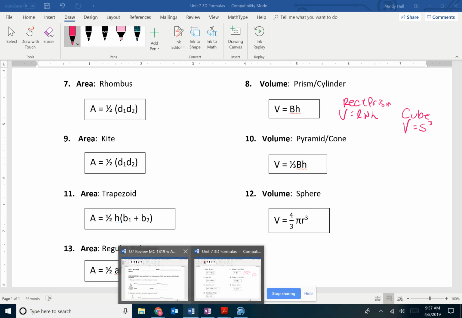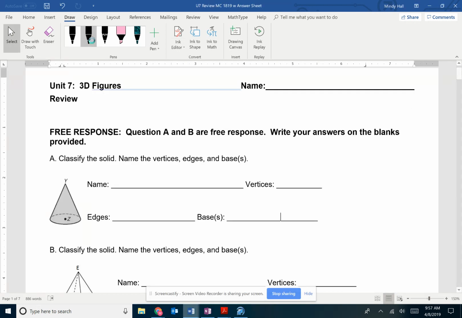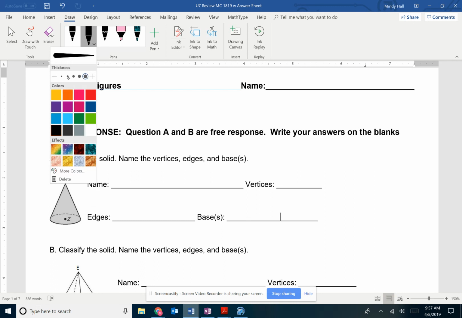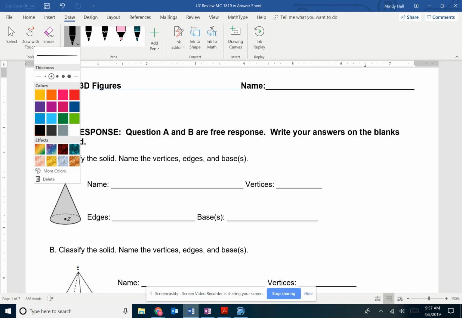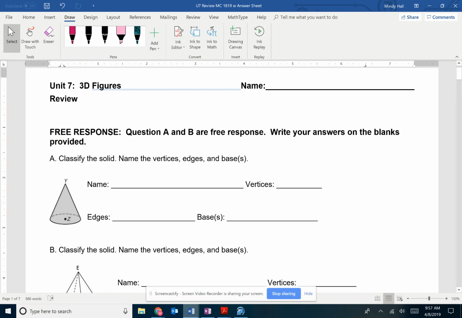So, getting into the actual review, we are going to start with the free response ones. Remember, you are supposed to be bubbling in the sheet that you have at the very back. And at the end of this, I'll show you that sheet that I already have bubbled.